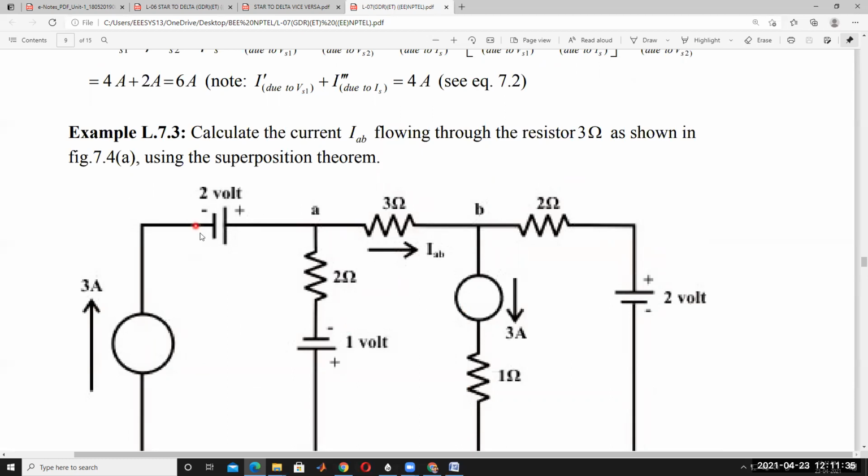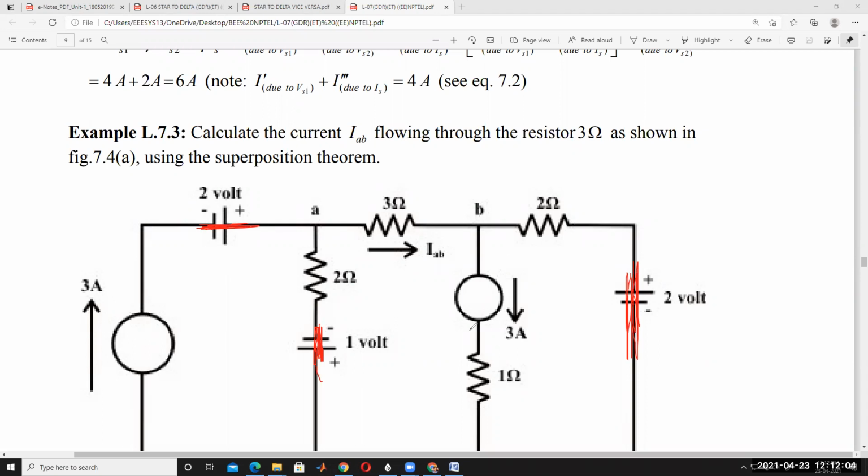So what is the internal resistance of a voltage source? 0. Voltage source internal resistance is 0, so that's why it is a short circuit here. The internal resistance of this voltage source is 0, that's why it is a short circuit here. Okay, understand? The internal resistance of a voltage source is 0, that's why it is a short circuit.